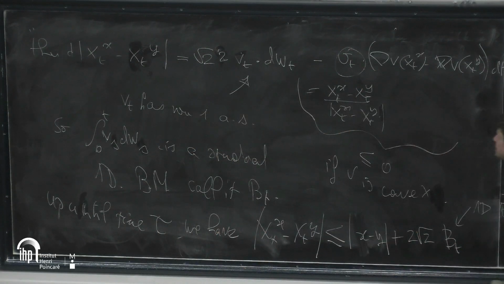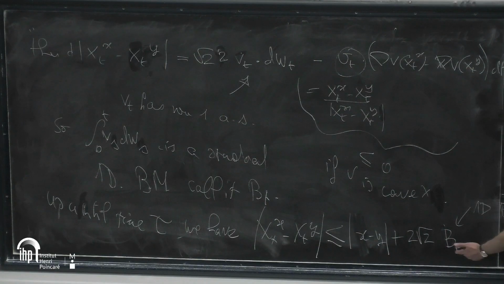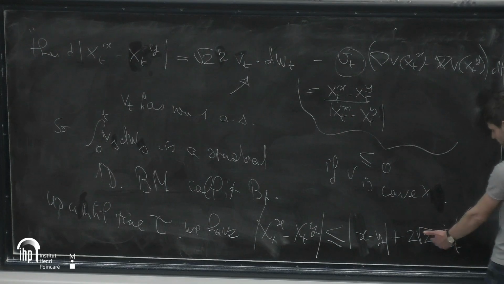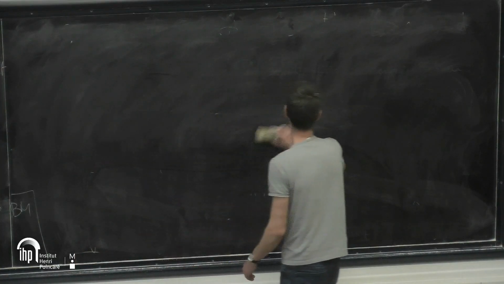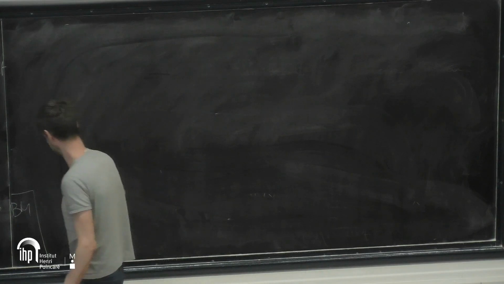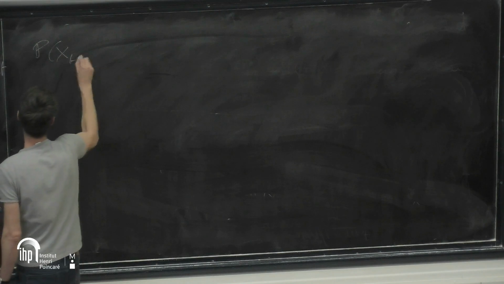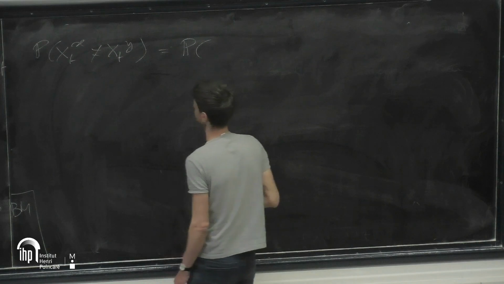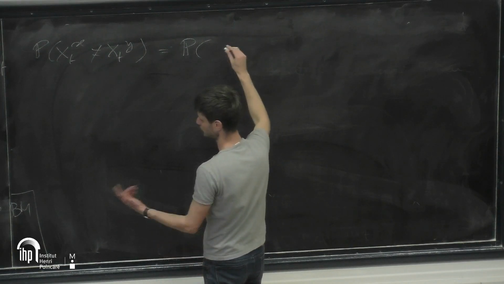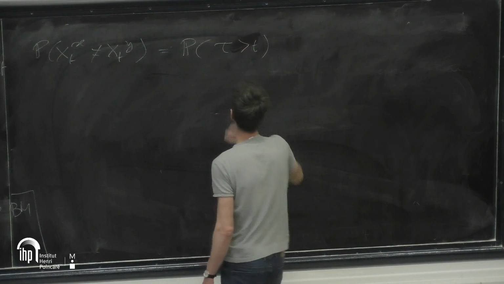And this Brownian motion is helping you. In the picture I told you, sometimes it's not helping, sometimes it's going to the right, but sometimes you will go to the left. Sometimes it will help me. And so the probability that X_t^x is different from X_t^y, which is the probability that the two processes have not met, tau is bigger than t.